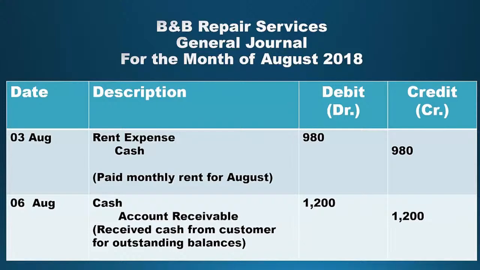Step 3. How do we record it? To record this, we debit cash for $1,200 to show the increase in money received. Credit accounts receivable for $1,200 to reflect the reduction in what's owed to the company. The narrative for this entry is received cash from customers for outstanding balances.